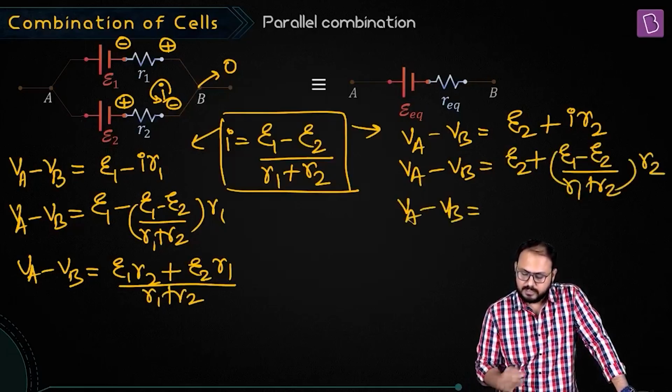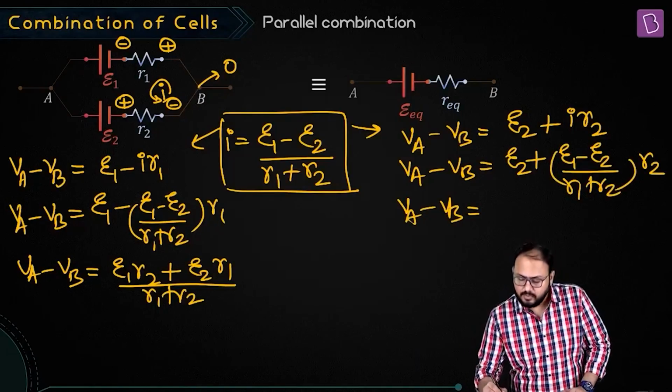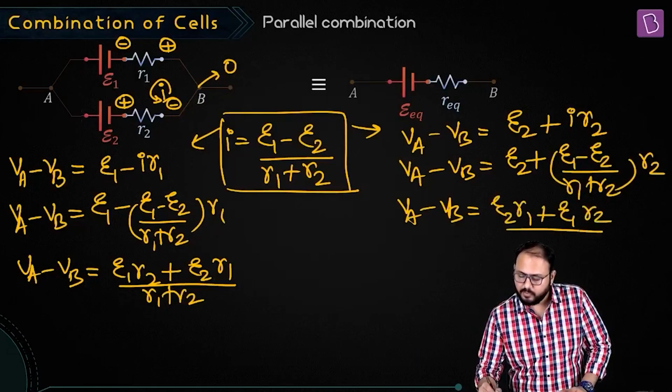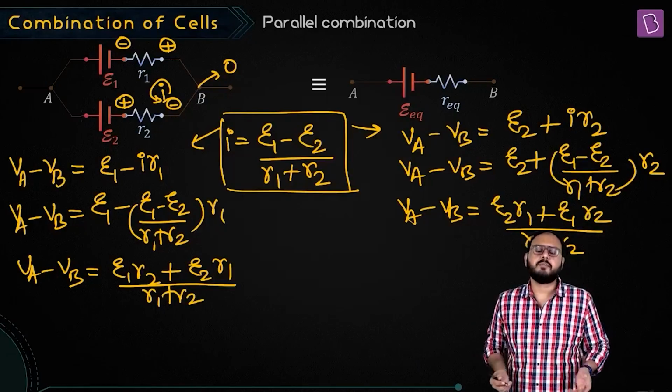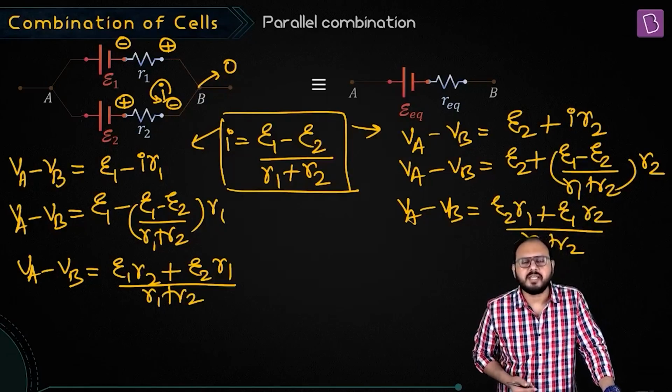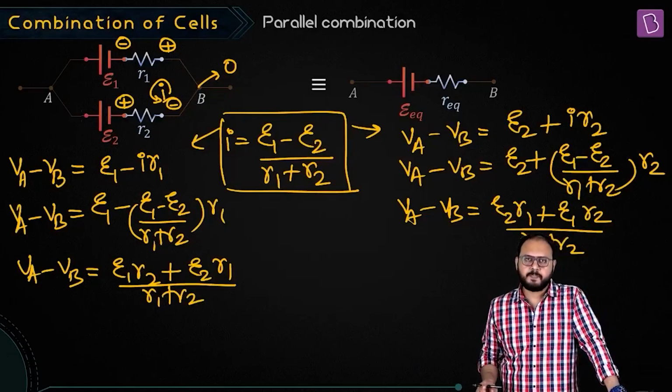Let's see. E2R1 plus E2R2. This time E2R2 gets cancelled. So E2R1 plus E1R2 upon R1 plus R2. Wait, they are same. Of course they are same. And there is a fancy way of writing this. What is it, sir?